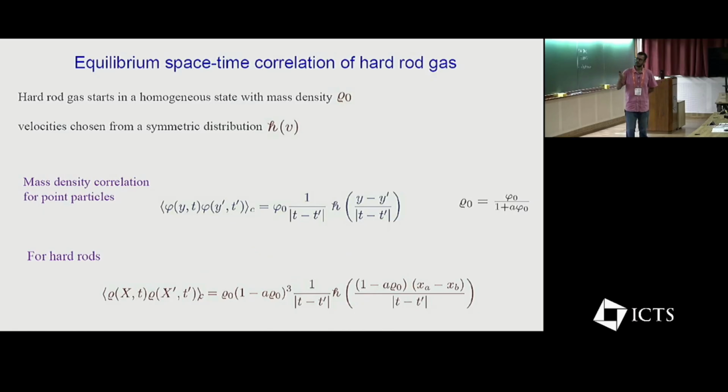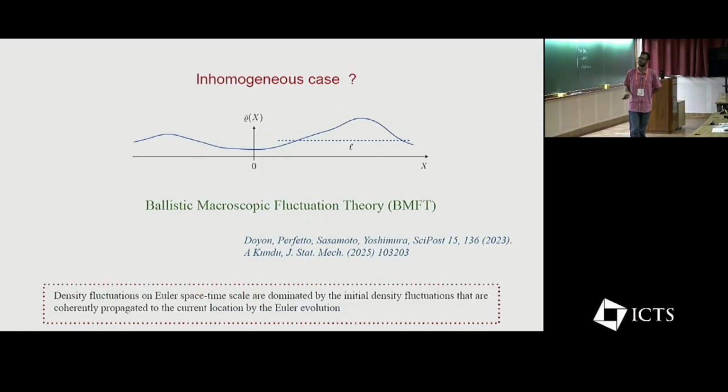In this case, to obtain the correlation, we first go to the point particle picture, because once the rod configuration is homogeneous, the point particle configuration will also be homogeneous. In the point particle case, we obtain the density correlation like that, and then we use the coordinate transformation and go to the hard dot case, and we obtain the mass density correlation for hard dots. But this is true for the homogeneous distribution. So what about the inhomogeneous case? There we need this ballistic macroscopic fluctuation theory to obtain the correlation for any arbitrary initial density profile having this kind of inhomogeneity length scale L.